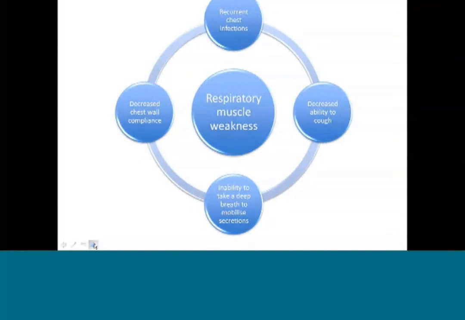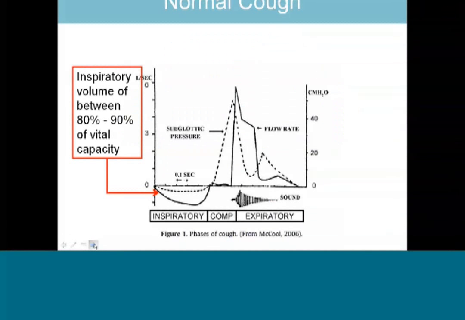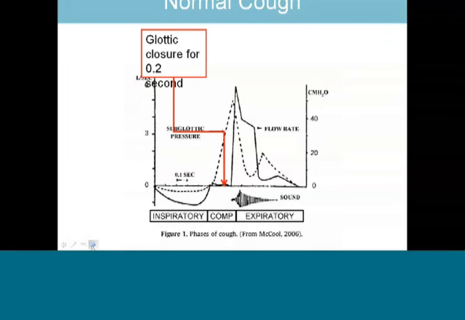So next slide, please. I'm going to start with a decreased ability to cough. And this is what a cough would normally look like. What you need is an inspiratory volume of between 80 and 90%. And you can see that this causes an inspiratory flow. So a nice big deep breath in. Next, if you could advance the slide, there's glottic closure, and this usually lasts for about 0.2 of a second.